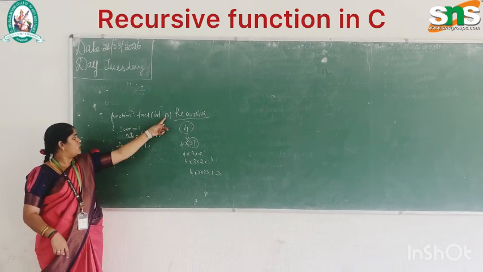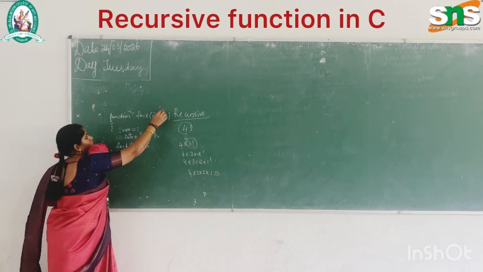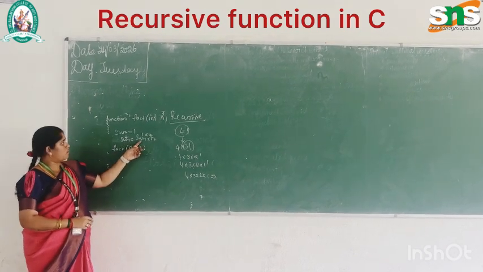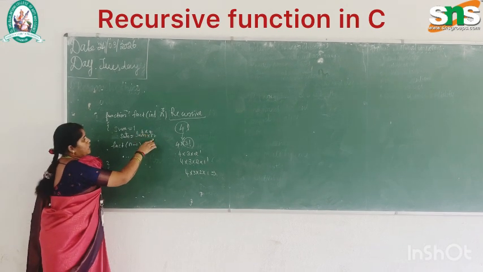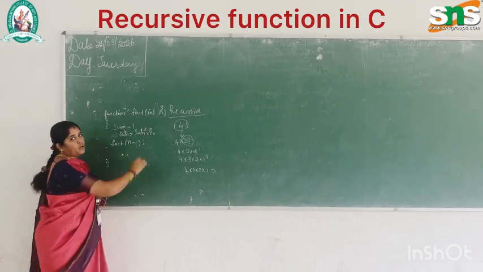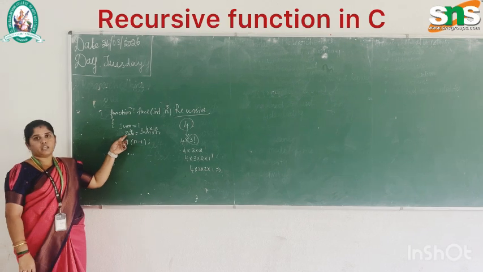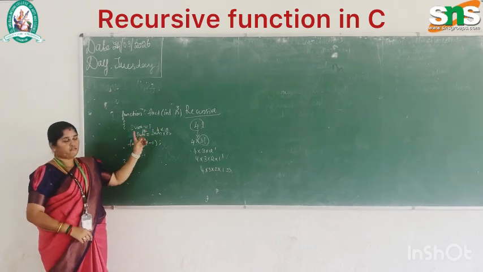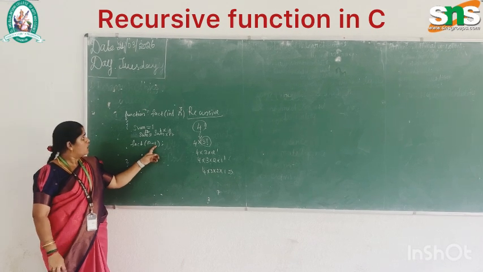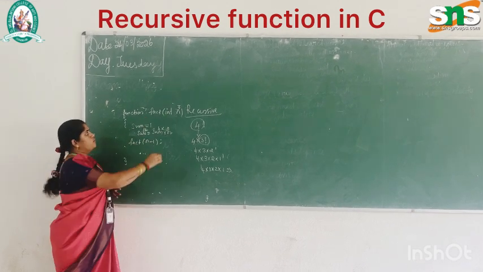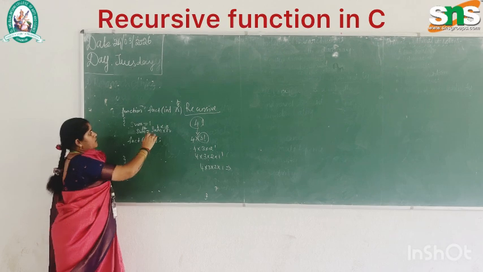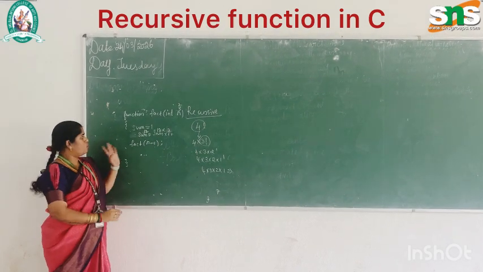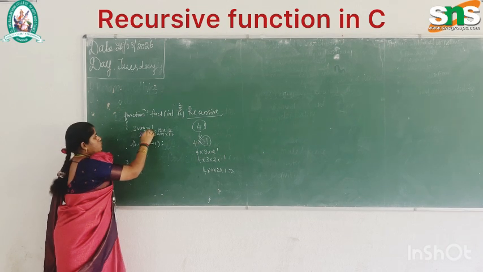Again the value is going to be replaced with 3. So sum is equal to sum. Sum contains the value 4, and now the n value will be 3. So here the sum contains 12. Again we call the function, reducing by 1. Now the n value will be 2. So here the sum contains 12 into 2, and now the sum will be 24.